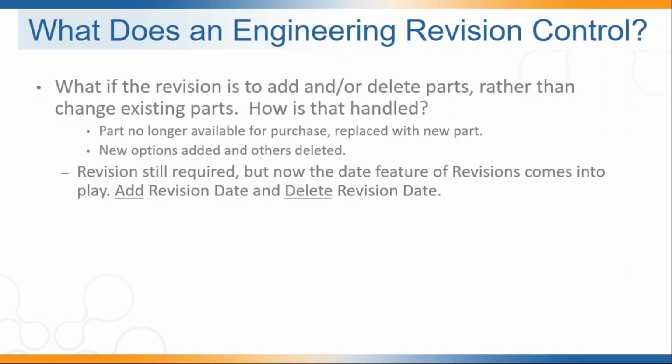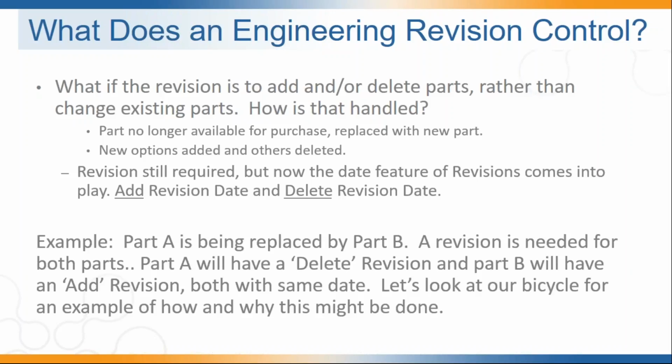So it not only uses the current revision, but it uses the add and the delete revision dates to do that. So let's think about an example. On our bill of material, part A is being replaced by part B, or a revision is needed for both parts. Part A is going to have a delete revision, which will only consist of the date that that part will no longer be used, and part B will have an add revision, and both of those will have the same date. So the day that part A is no longer needed is the same day that part B will start to be used. It's just that one has a delete revision date and the other has an add revision date.